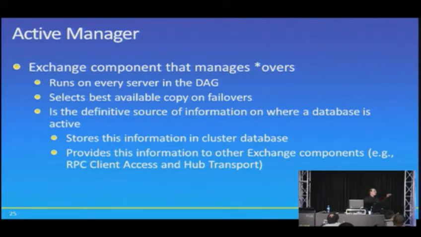Now, it's responsible for monitoring things, but when things go wrong, its primary responsibility is selecting the best copy to activate in response to a failure. Which passive copy is the best, and how quickly can I get it activated? It's also now the definitive source of where an active database is located and mounted. Historically, you got this information from Active Directory. But we can't store that information in Active Directory anymore.